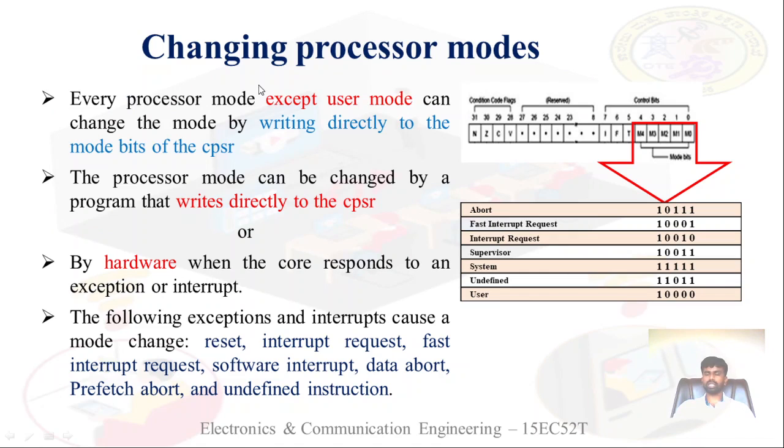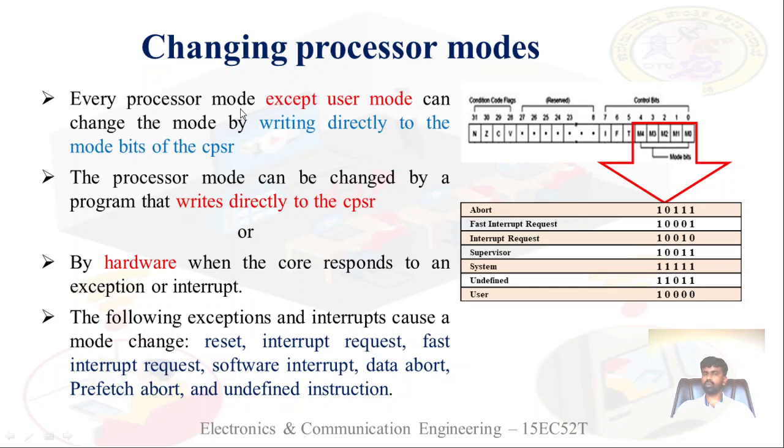Then there is an option in the ARM controller where we can change the processor modes. Look at the diagram, which is the bit structure of the CPSR. In that there is a control field, 0 to 7, an 8-bit control field. In that, 0 to 4 are mode bits. By changing these bits, we can change the processor modes. The other bits are the I bit, the F bit, the T bit, which is a state bit, the IRQ bit, and the FIQ bit.